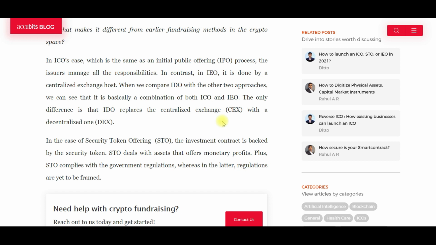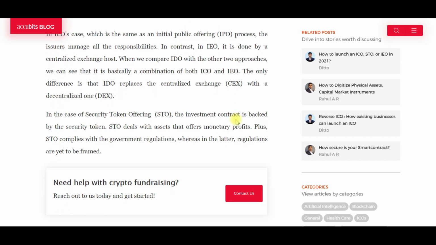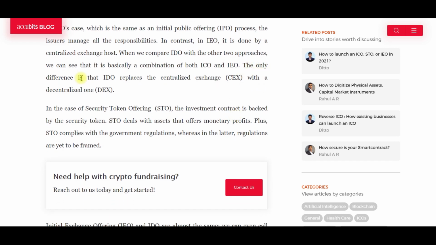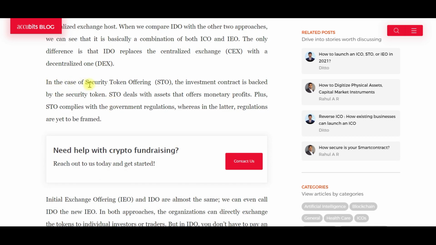That is an IDO, right? So let's go on. The only difference is that an IDO replaces the centralized exchange with a decentralized one. In the case of a security token offering, the investment contract is backed by the security token. STOs deal with assets that offer monetary profit, plus STOs comply with government regulations, whereas the latter regulations are yet to be framed. So this is talking about STOs, which are security token offerings.